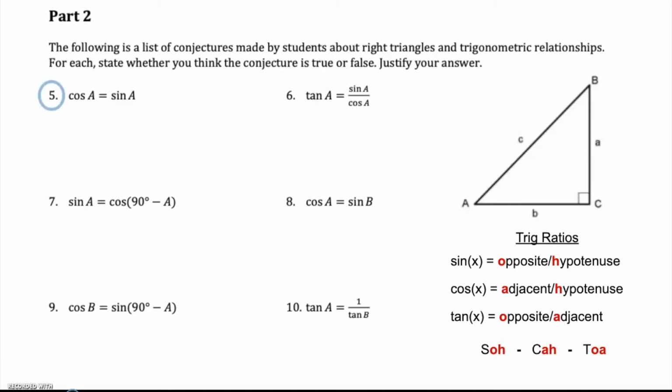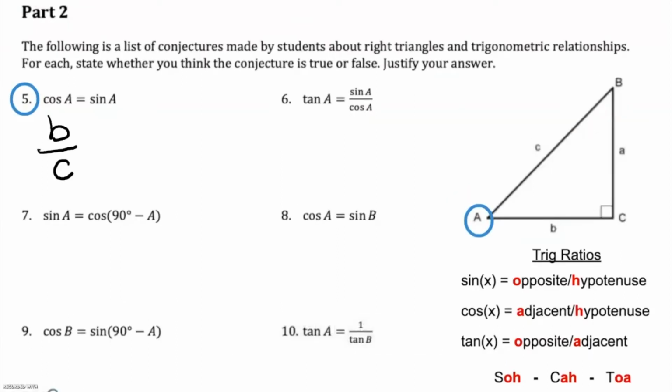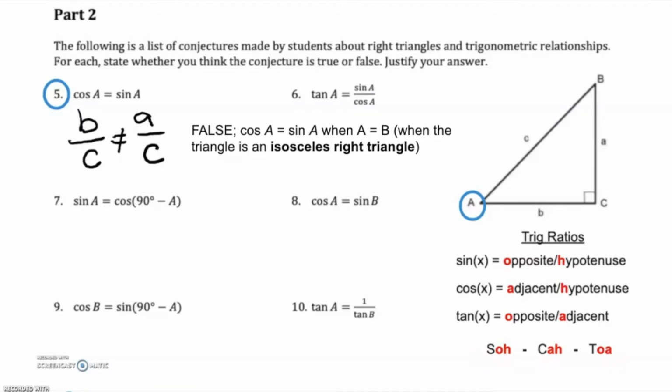So we'll go ahead and start with number 5. Cosine of A equals sine of A. So cosine of A equals B over C, and sine of A equals A over C. So these are clearly not equal, so this statement is false. However, cosine of A does equal sine of A only when A is equal to B.